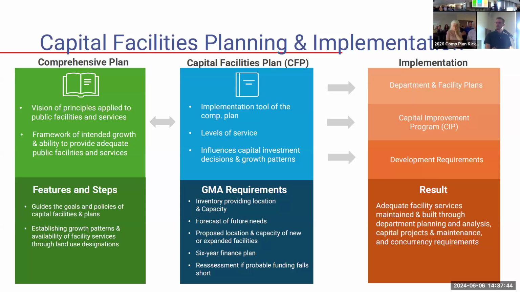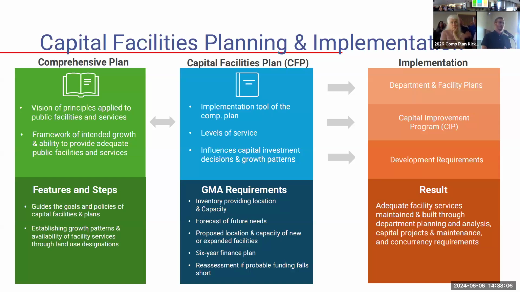Proposed location of capacity and our expanded facility. So as we do these improvements, what is that going to give us in terms of growth and future capacity for that area? And then a 6-year finance plan, one of the most important things: how are you going to pay for it? You can't do it unless you identify a method of paying for it. And then a reassessment if probable funding falls short.